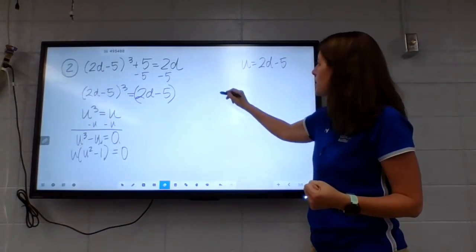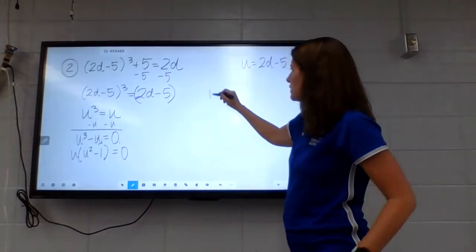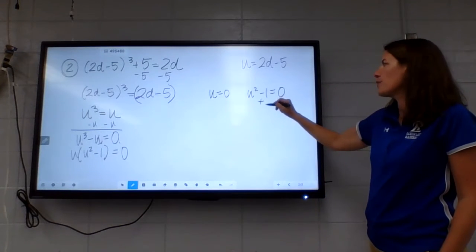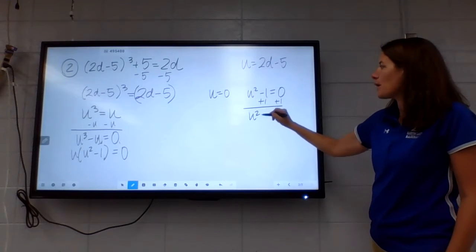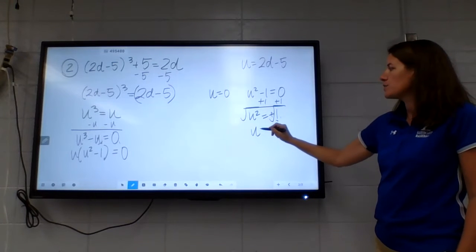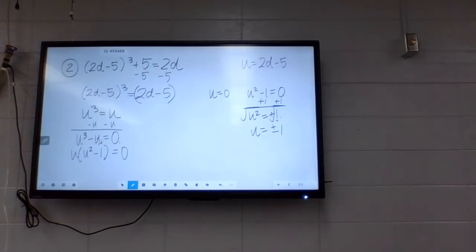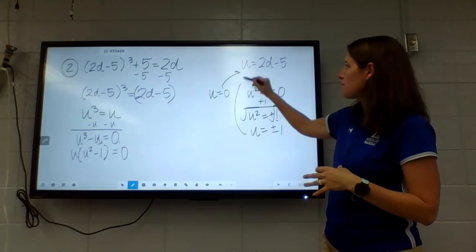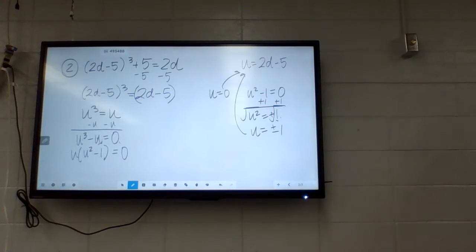Yep. So u could equal 0, or u squared minus 1 could also equal 0. So move the 1 over, so u squared could equal 1, so take the square root. So u could either equal positive or negative 1. So we get 3 answers for our u. But that's not all we have to do, because these are the answers for u. Then we have to take all of those and put them back in here to figure out what d actually is. So the u is just a replacement for right now.